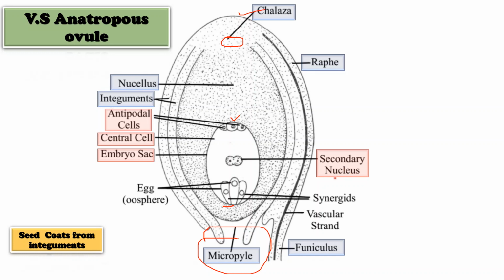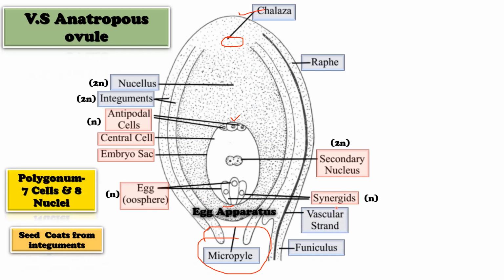Students, we can also see three cells towards micropylar end. Out of these three cells, the middle cell is egg, which is also called female gamete. The two cells flanking or close to egg are called synergids. This egg and synergids together form egg apparatus.